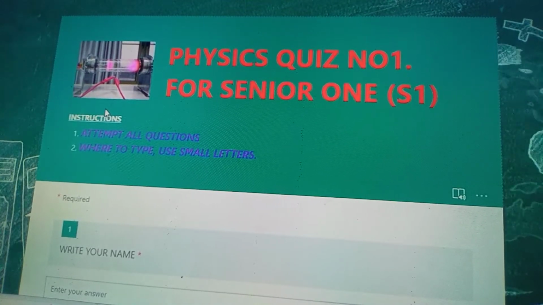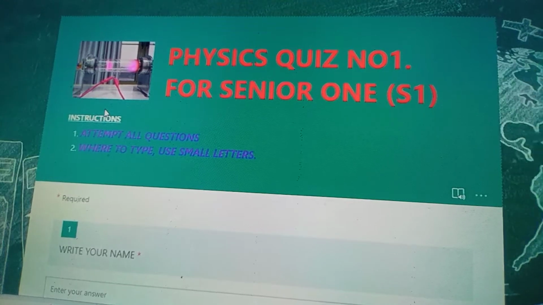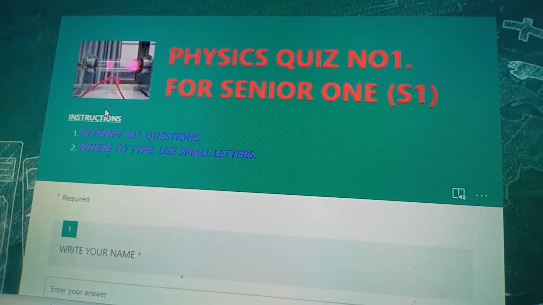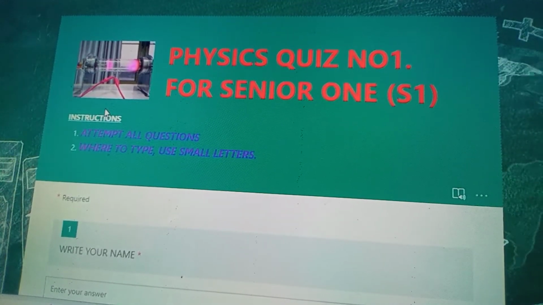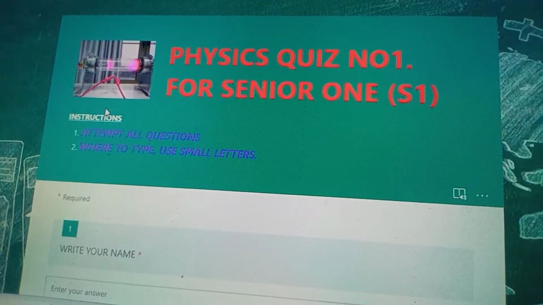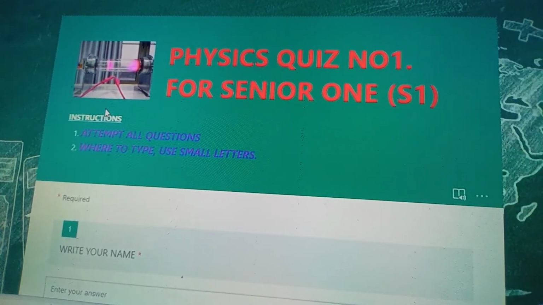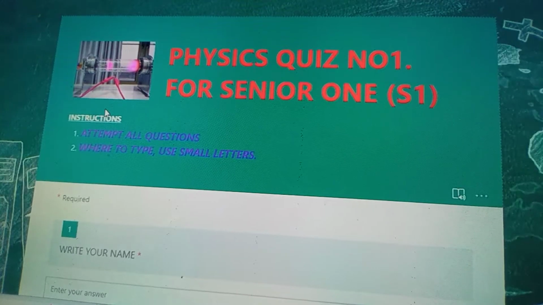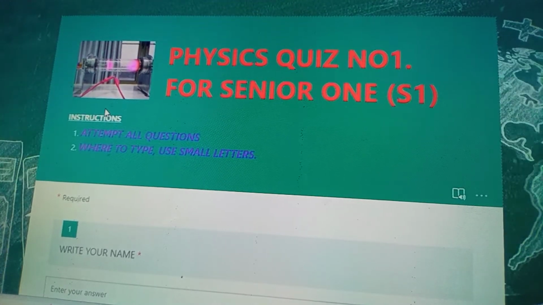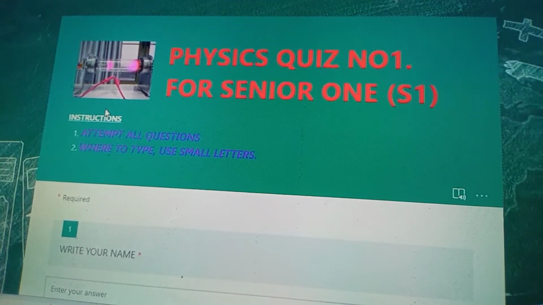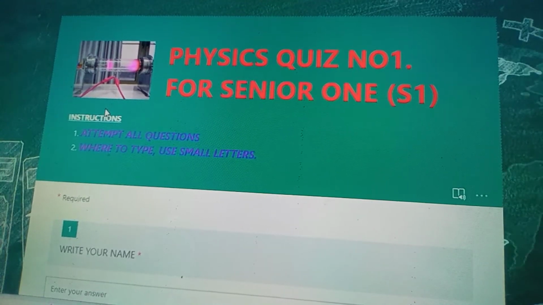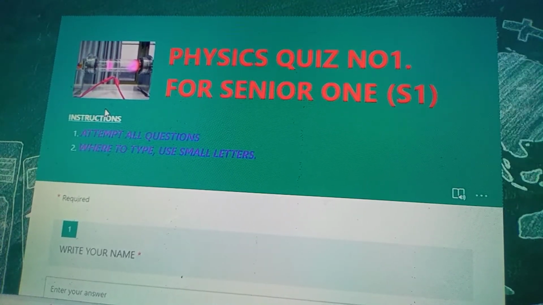Before doing this quiz, we first need to make a rehearsal of what we have covered within unit number 1. Okay, so you are welcome, and you are with teacher Faustin within this lesson.